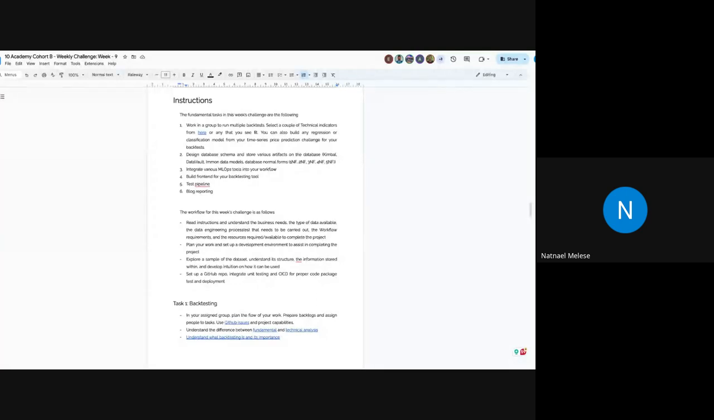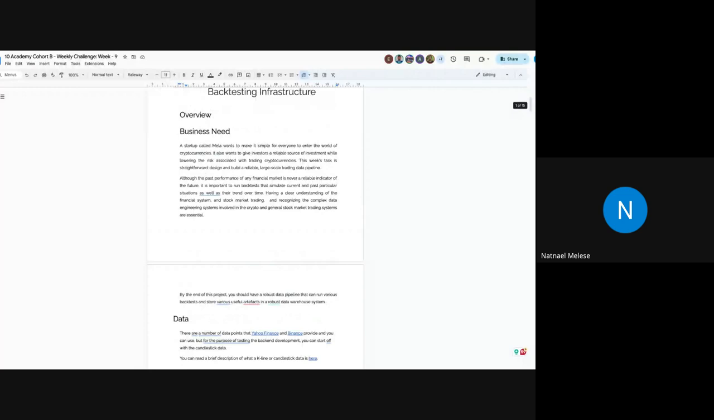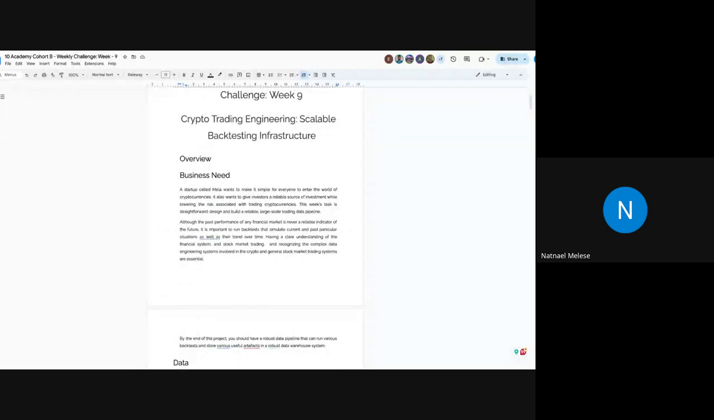Okay, we will just start. So now the main task would be to create a scalable backtesting infrastructure. There is a startup called Mela, whose goal is to make it simple for everyone to enter the world of cryptocurrencies. It also wants to give investors a reliable source of investment while lowering the risk associated with trading cryptocurrencies. Your task is to design and build a reliable large scale trading data pipeline.